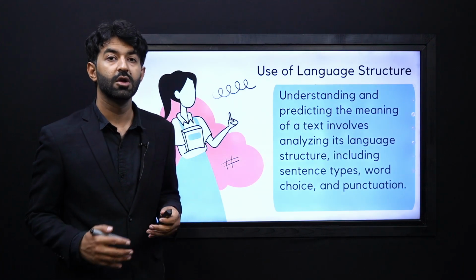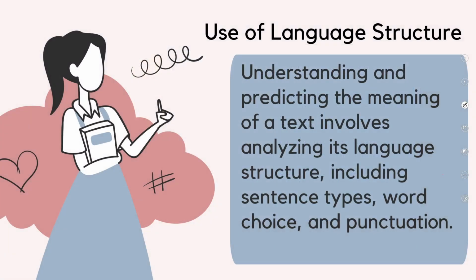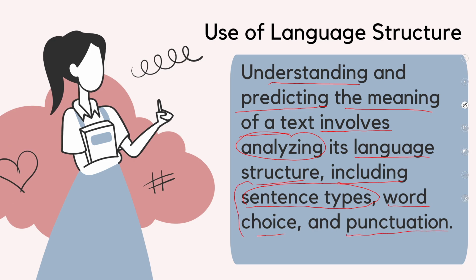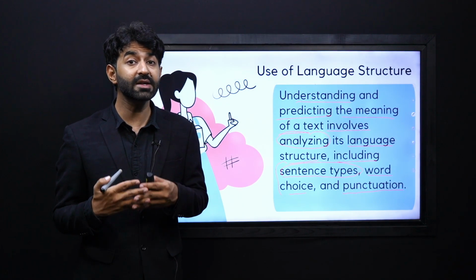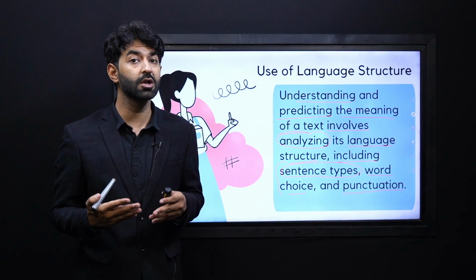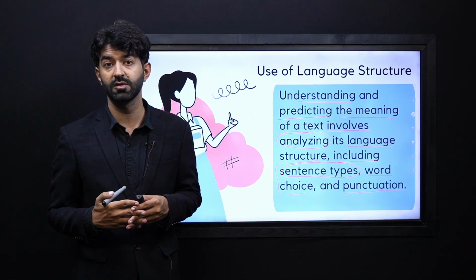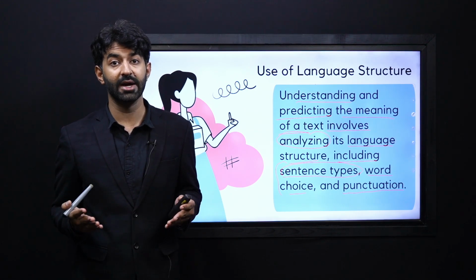Now, let's start with use of language structure in predicting meaning of any text. So, understanding and predicting the meaning of a text involves analyzing its language structure, including sentence types, word choice, and punctuation. We will be seeing how the sentences are structured, and what kind of sentence is used, whether it's a simple, complex, compound sentence or compound complex sentence.